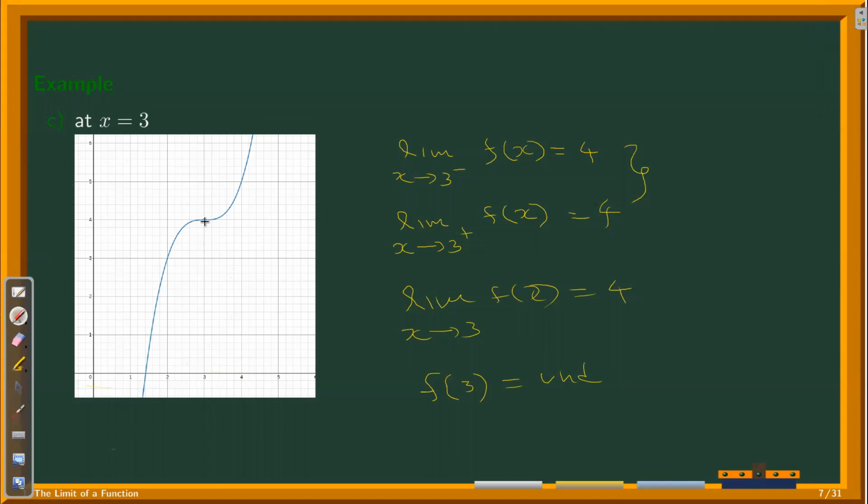This point does not belong to the graph. So there is a hole right above 3 and no value is given. So this function value is undefined, but the limit is defined.